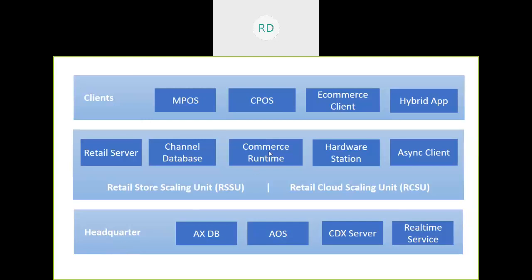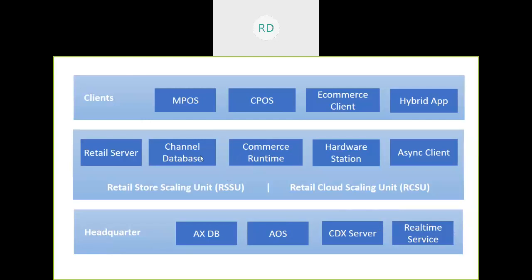Now, if I am accessing the channel database, it will have whatever data is synced in the channel database from HQ. But in case I want real-time data, the data right at the moment, I will call the real-time service. Understood the difference, when we require the real-time service?